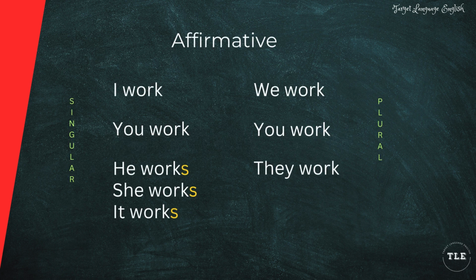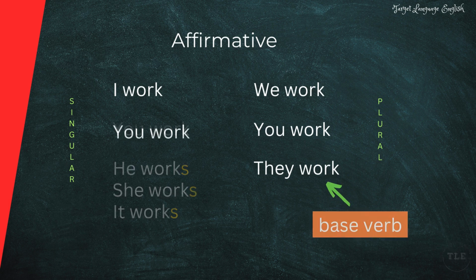Singular: I work, you work, he works, she works, it works. Plural: we work, you work, they work. As you can see, with some subjects, we use the base form of the verb work. The base form of the verb is its simplest form, without any endings or modifications. It is the version of the verb you would find in a dictionary.